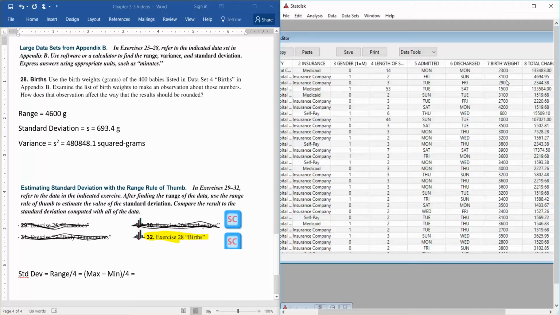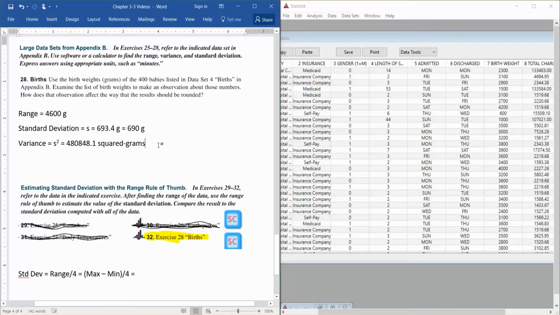So when it comes time to round off our numbers, we're going to go one place value beyond. One place value beyond hundreds is going to be tens. Our range, that's not going to change anything at all with the range. But with the standard deviation, that would change that to 690 grams. And that would change our variance to 480,850 grams squared.